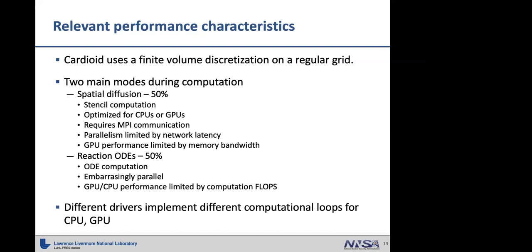The other half of the code, where the other 50% of your time step goes, is in solving the reaction ODEs. That's that membrane complicated ionic term. This part is compute bound on both the CPU and the GPU, and it is embarrassingly parallel. So it parallelizes really, really well, which is one of the reasons they wanted to use it for the Gordon Bell, because it's rare to find a problem that has so much computation that you're compute bound.